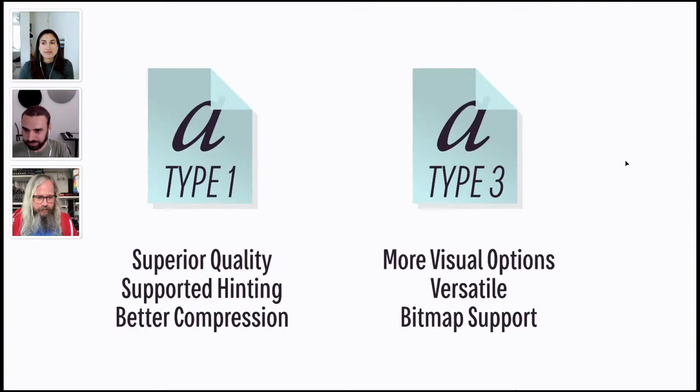Yeah, so Type 1 had a superior quality compared to Type 3. This was mainly because it supported hinting. I will let you know in a minute what I mean by hinting. It also had better compression. On the other hand, Type 3 had more visual options, like you could use grayscale and even have a bitmap font. So it was a bit more versatile.